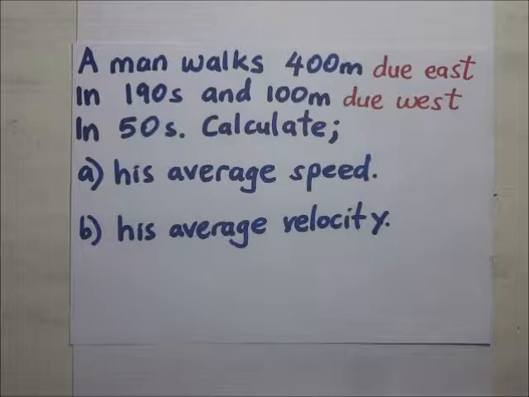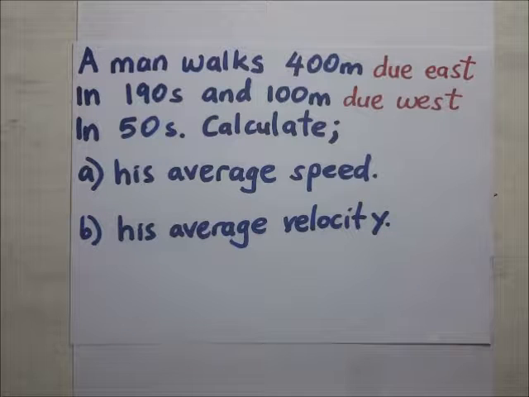Still another example to help us illustrate the difference between average speed and average velocity. Remember, we said that speed is a scalar quantity with only magnitude. Velocity has both magnitude and direction. Now we have a question that says a man walks 400 meters due east in 190 seconds and 100 meters due west in 50 seconds. Calculate A, his average speed, and B, his average velocity.